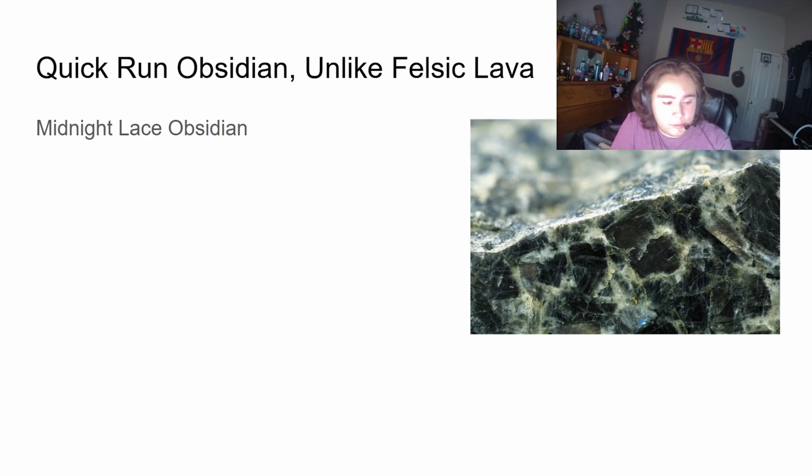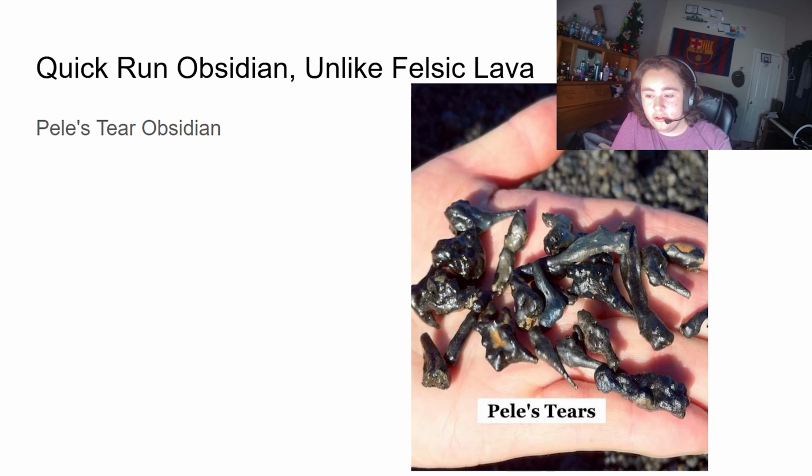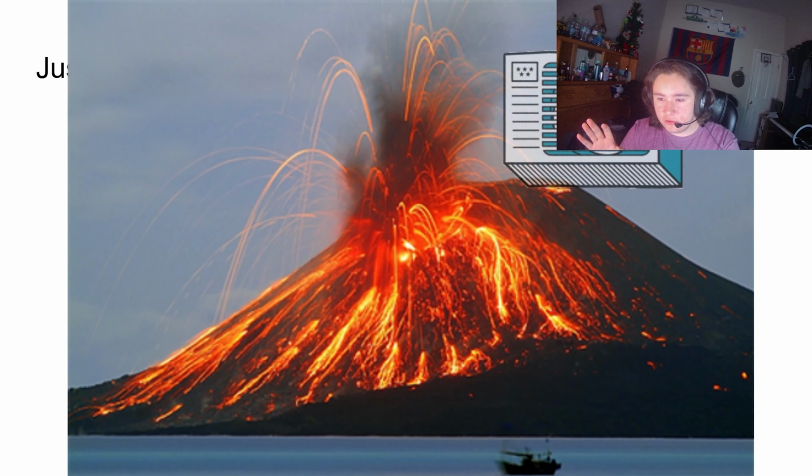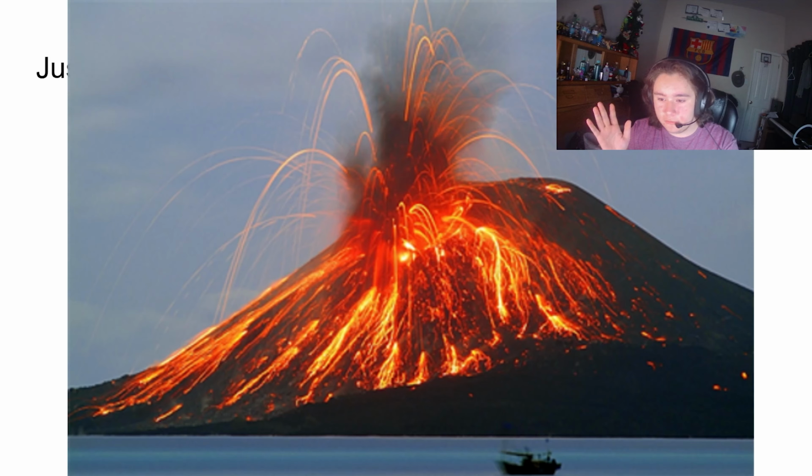Our next one is going to be the Peele's Tear Obsidian. This one is pretty cool because it is actually formed with basaltic lava. Essentially, if you think back, no, you don't even have to think back. I'll show you. First image. There we go. Oh, and yep, it's cooling.